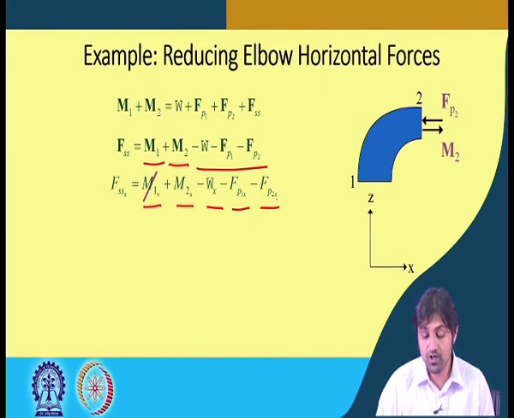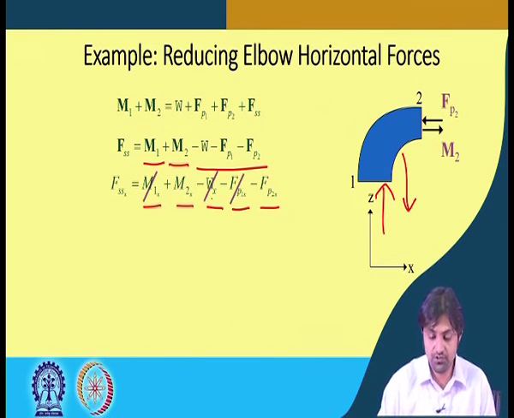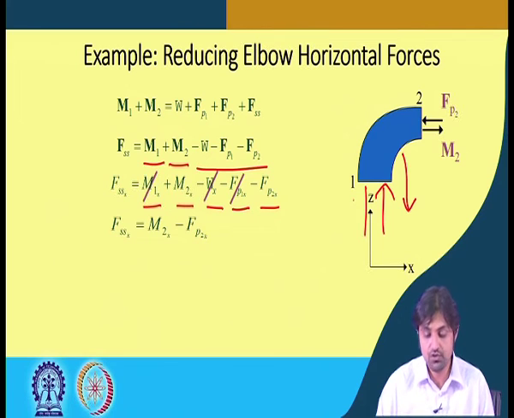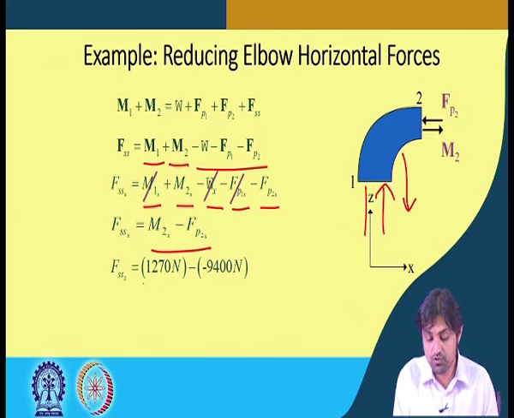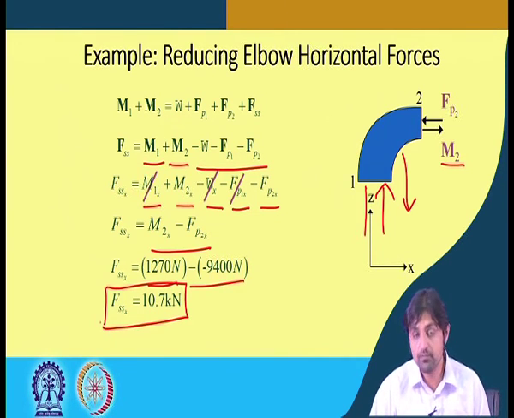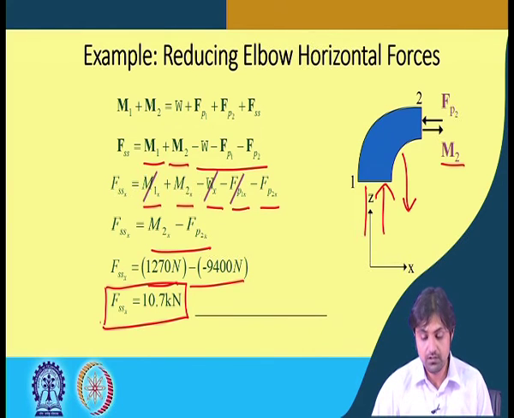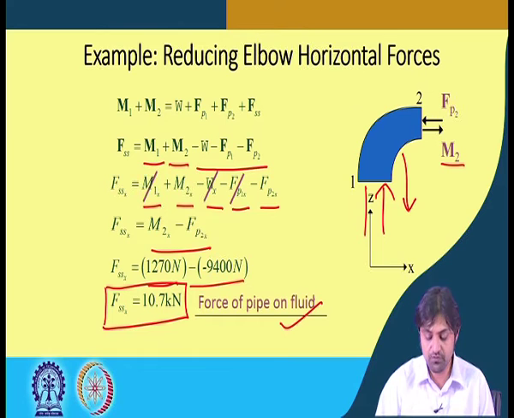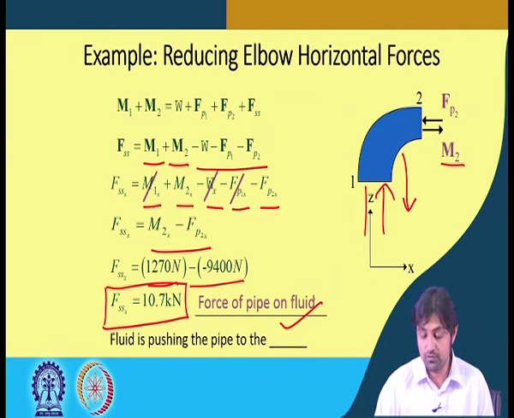For M1x, there is no component of M1 in the horizontal direction because M1 was in the vertical direction. W was again acting vertically, so this is 0, and the pressure was also in the vertical direction, therefore this is also 0. So Fssx is M2x minus Fp2x, and M2x is 1270 Newton that we already calculated, minus of minus 9400 Newton. This came to be 10.7 kilonewton. Very simple. So this is the force of the pipe on the fluid. This means that the fluid is pushing the pipe to the left because Fssx is positive.